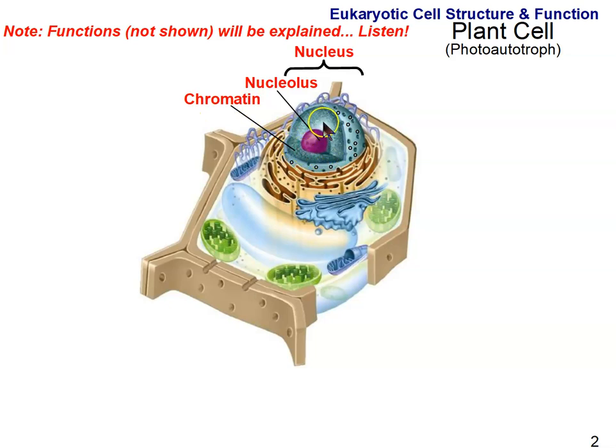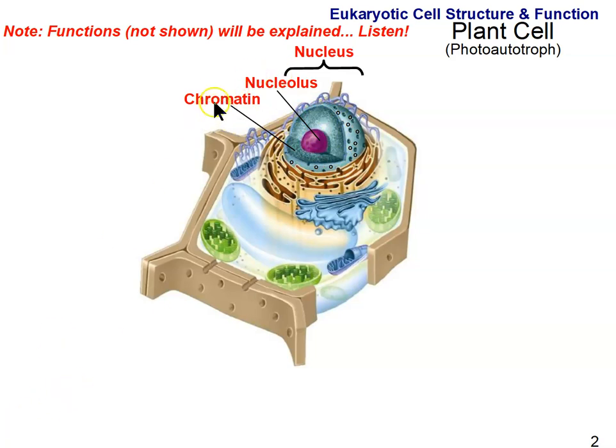And this is how it looks. This is how it would look in a non-dividing cell. It's not in the form of chromosomes, right? In a dividing cell or a cell that's preparing to divide, the chromatin condenses into chromosomes. But in a non-dividing cell like this diagram, we're looking at chromatin.